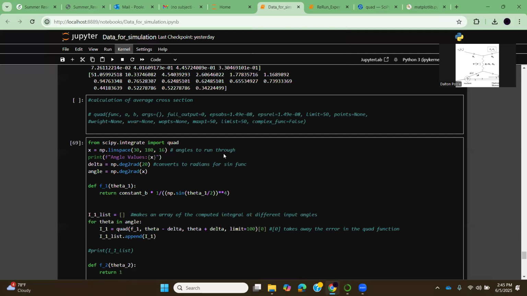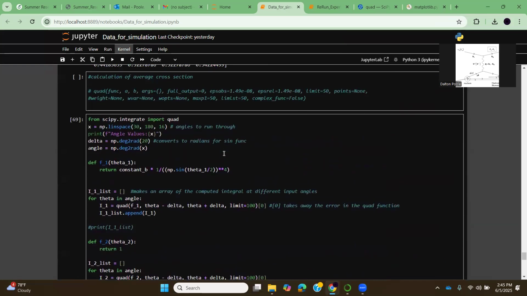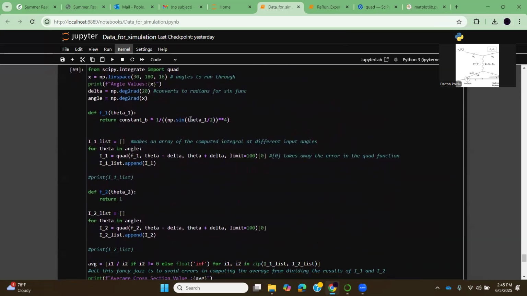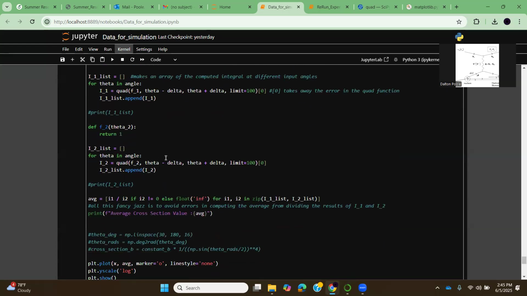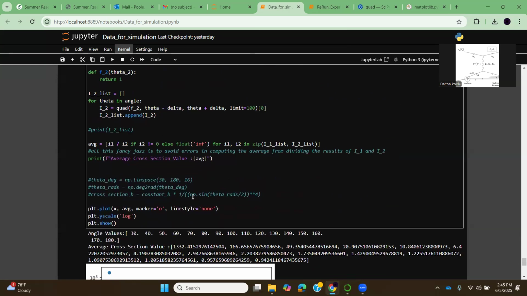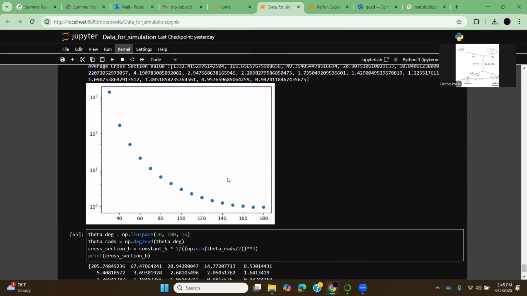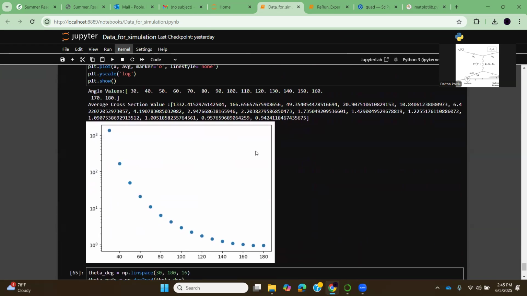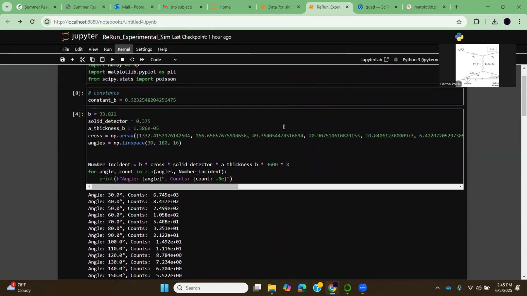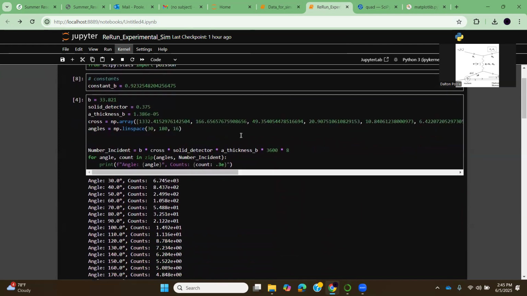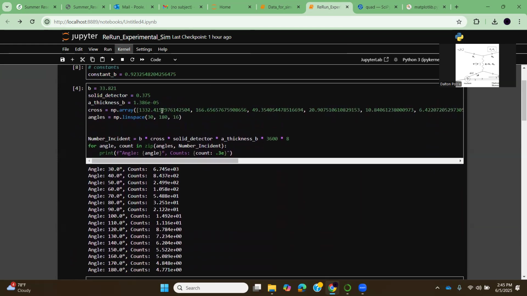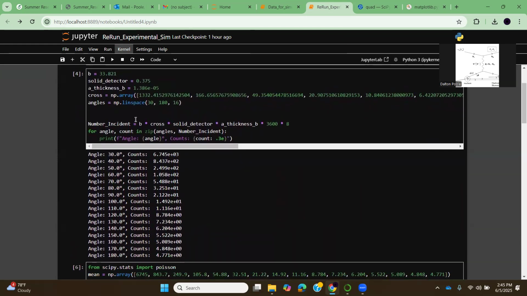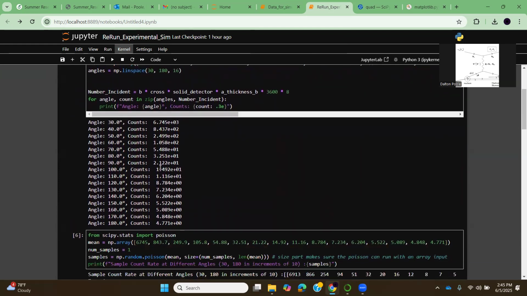And so I did that here. This first part is our first integral. Second part is our second integral. You just divide the two, and then that spits out our average cross section. So then what I did was take these average cross-sectional values and generate count rates from them, just working backwards, rearranging the equation to determine the incident number.